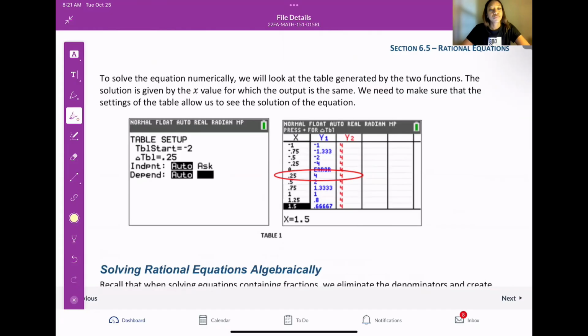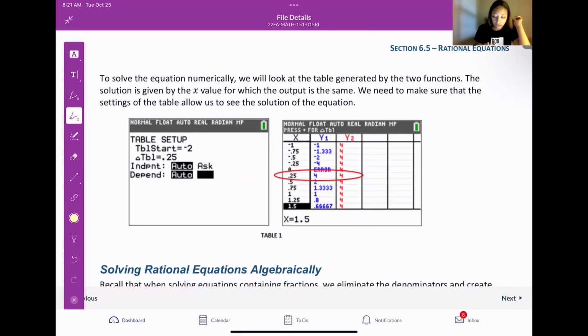So when you're looking at your table to solve numerically, you want to put your equations in for y1 and y2. You're going to go to the table feature and make sure it's on. Remember, we play around with how our inputs should be, whether it's going to be auto or manually input. You want them to be on auto. So you want your independent variable to be on auto. And it'll put in numbers, -1, 1, 2, 3.